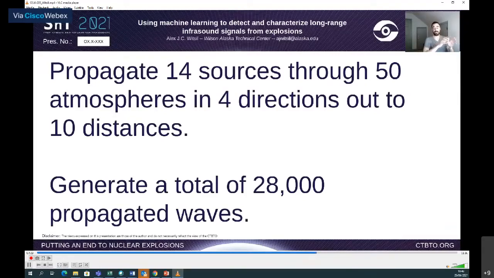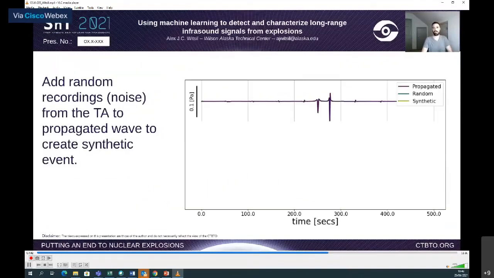14 sources through 50 atmospheres in 4 different cardinal directions, north, south, east, and west, out to 10 distances from 50 kilometers to 500. And in doing so, we generated a total of 28,000 propagated waves. And one of those waves I've plotted here, and there's nothing incredibly remarkable about it. It is a synthetic propagated wave.